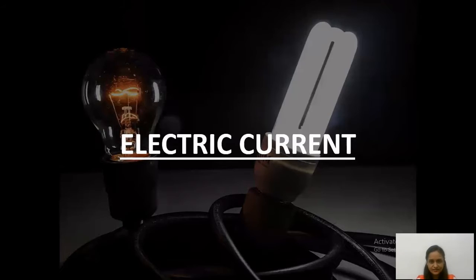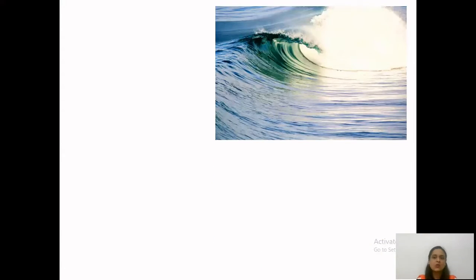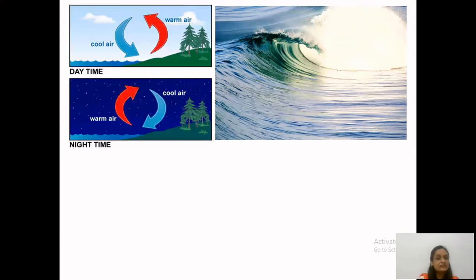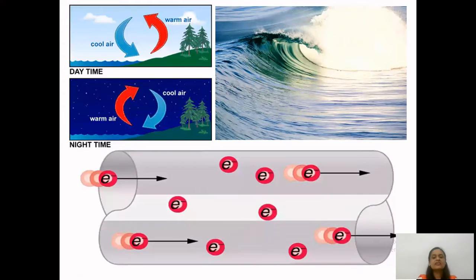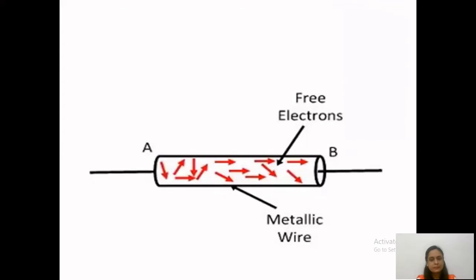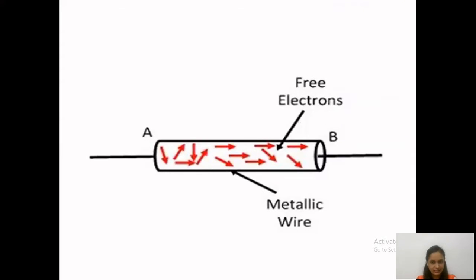Okay, so let's start with the electric current. You must have seen the flow of water, right? So the flow of water, moving of water is called as what? Water current, right? And the flow of air is called as the air current. Similarly, when the charges flow through a conductor, that is called as what? Electric current.